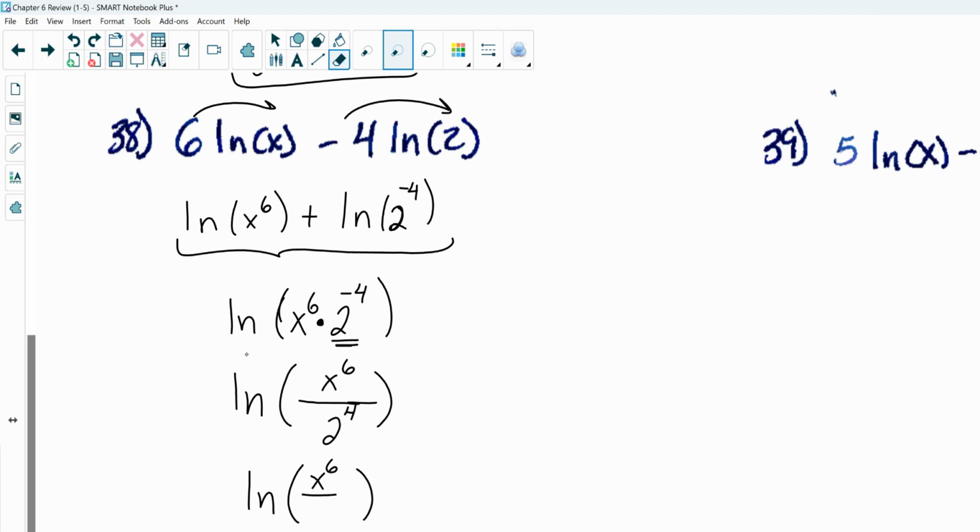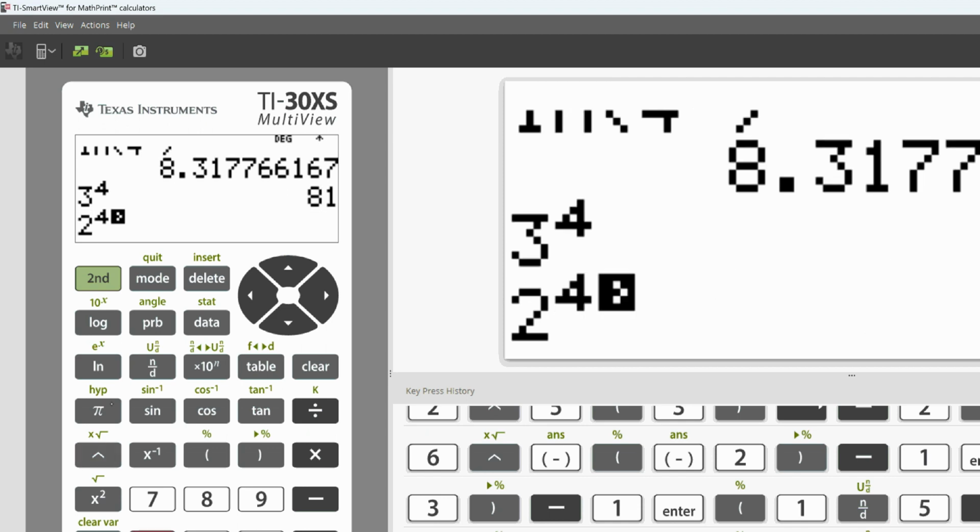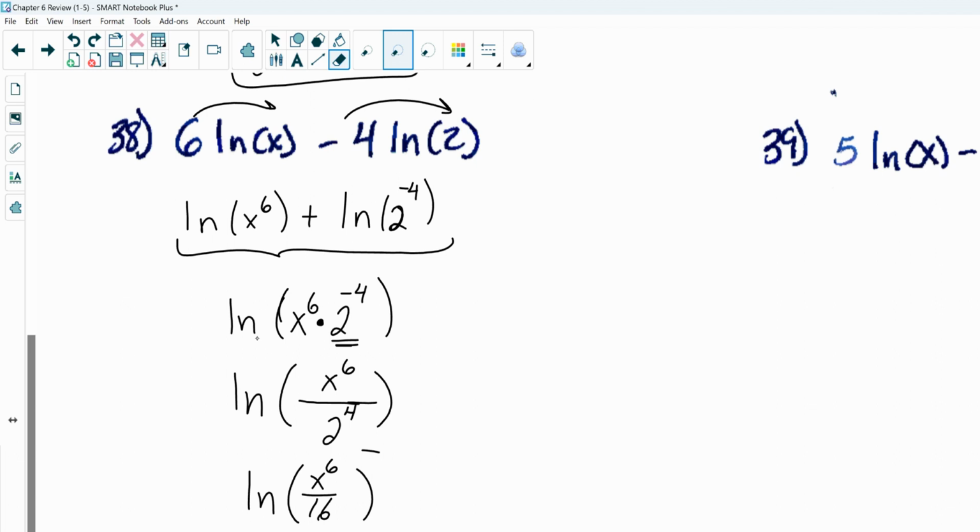Now, what is nice for us is that 2 to the 4th will simplify nicely. 2 to the 4th power is 16, telling us that this is the natural log of x over 16. And that's it.